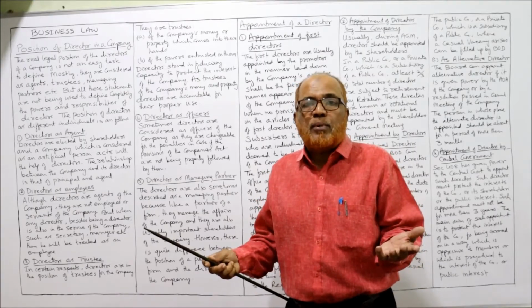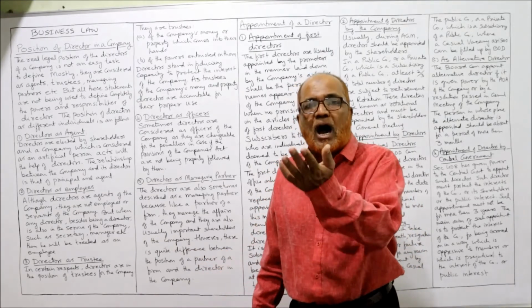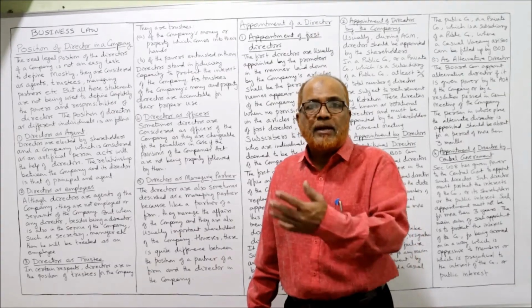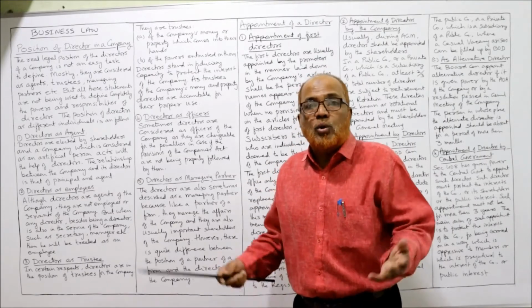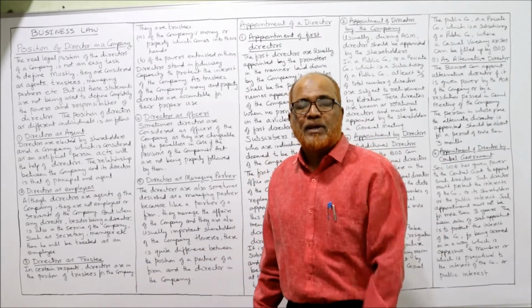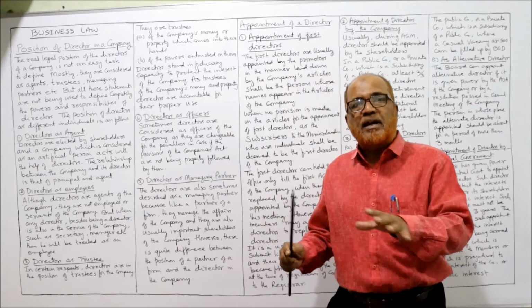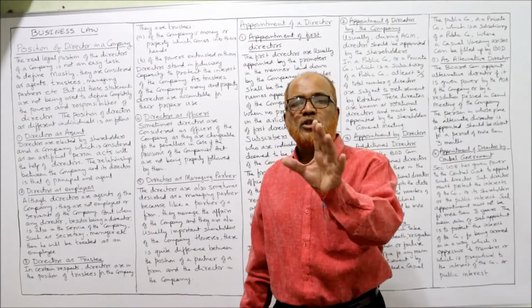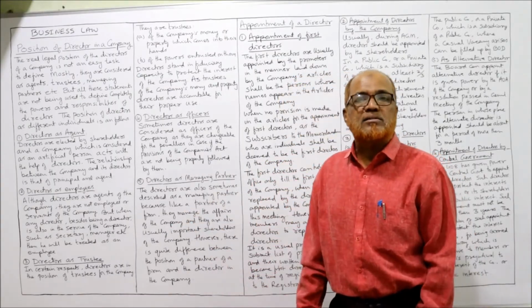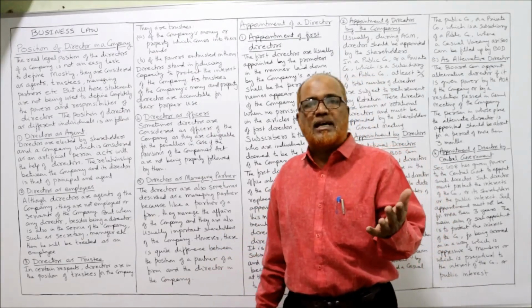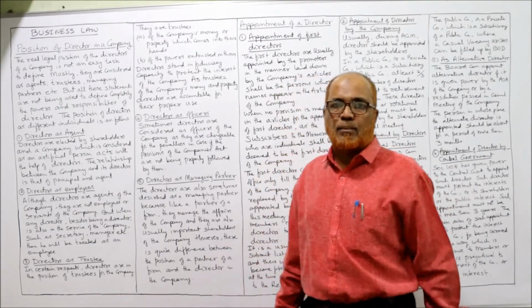But how can the company be prosecuted? Because the company is an artificial person, the company cannot be prosecuted. So an officer of the company will be prosecuted. So who is the officer of the company? Director. So if any wrong has been done by the company, then the responsible person will be the officer. And officers are nothing but the directors. So in this sense, we can say the directors are officers of the company.